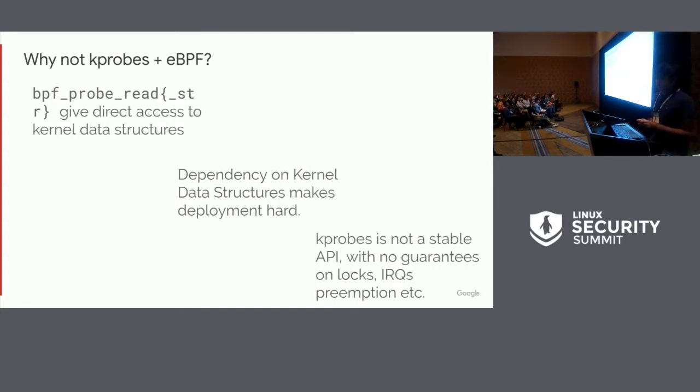We also talked about the current solution we have, which is based on kprobes. If you use kprobes and eBPF, it's very flexible. You can hook practically any function in the kernel and build your logic. But then you are again adding dependencies on your kernel data structures. You have to keep recompiling, you have to keep the backward compatibility, so the software lifecycle aspect of this solution is difficult. Also, kprobes is not a stable API. The function might just disappear, right?